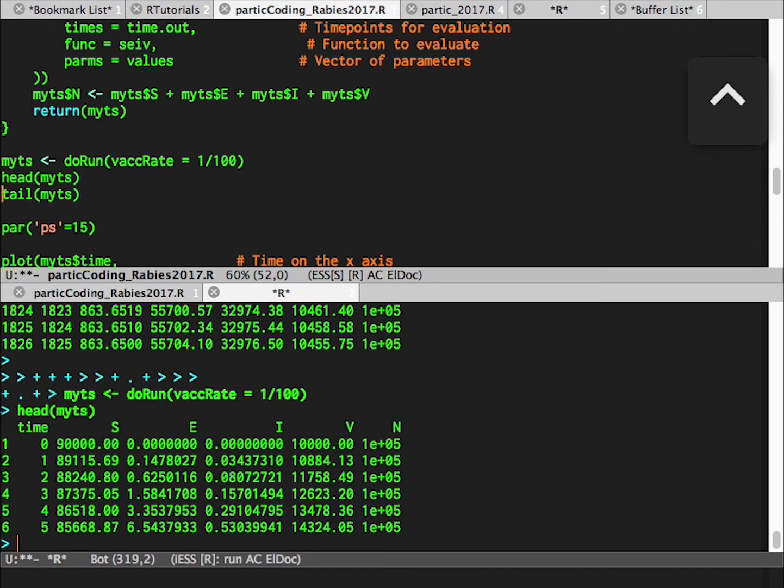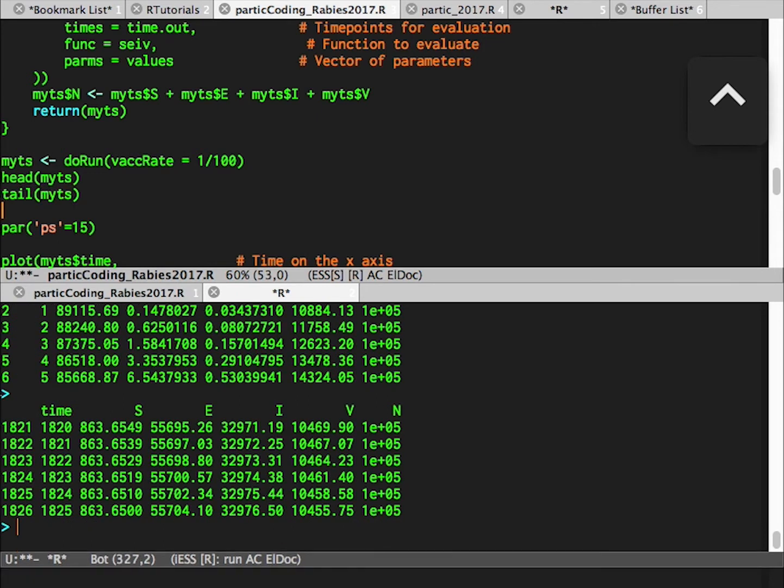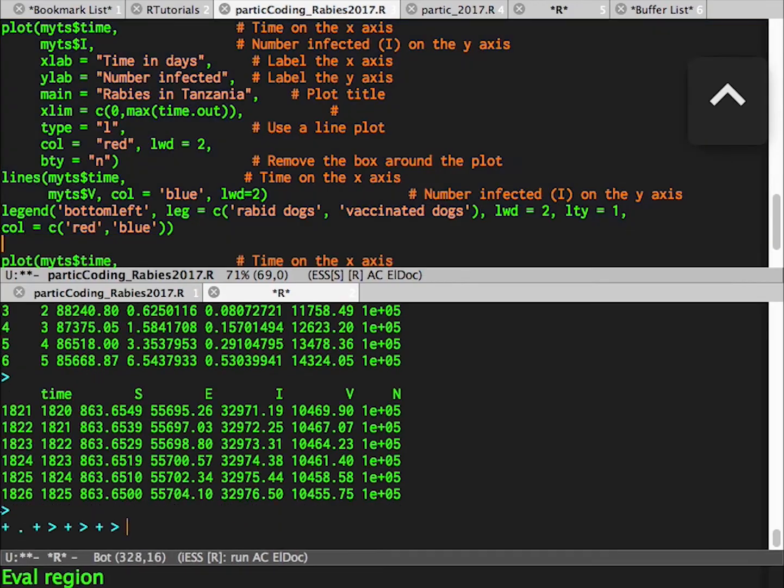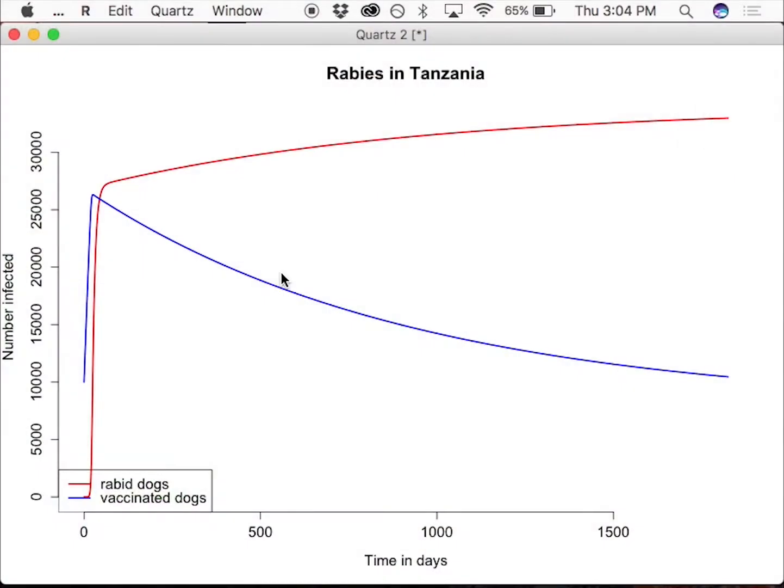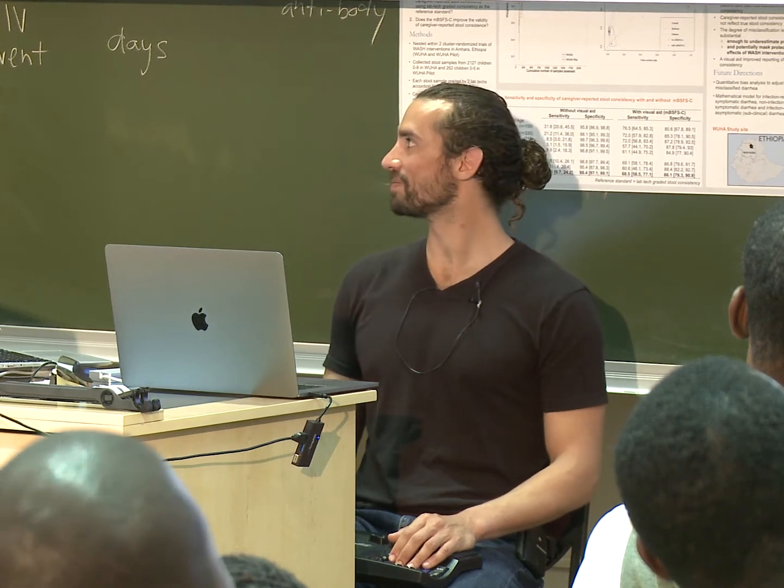Okay, so we're getting it taking off. It doesn't look like it's happening as quickly. It seems like we're winding up with some dogs. Let's see what it looks like. So we're still getting a pretty big epidemic.